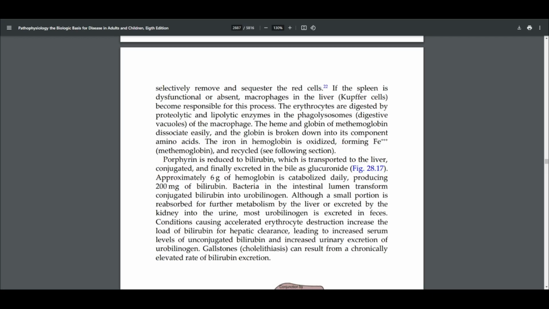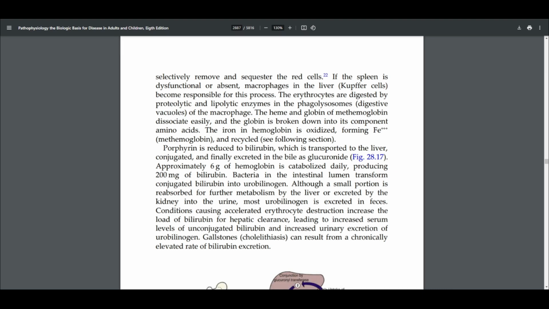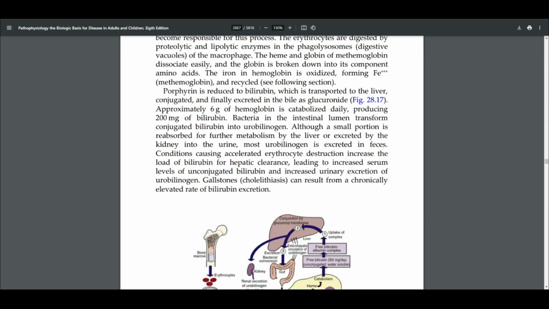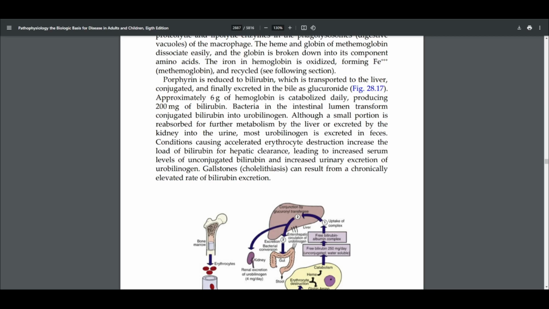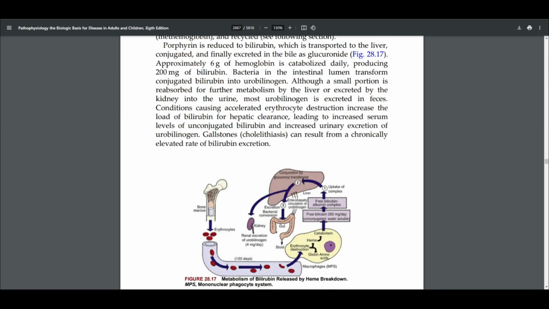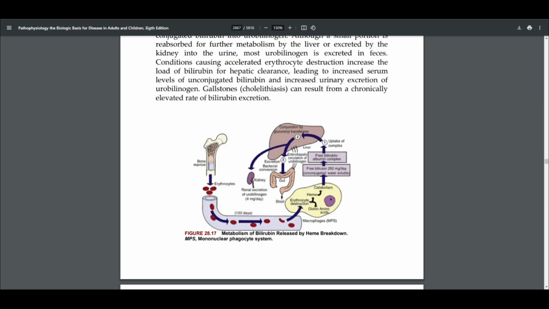Bacteria in the intestinal lumen transform conjugated bilirubin into urobilinogen. Although a small portion is reabsorbed for further metabolism by the liver or excreted by the kidney into the urine, most urobilinogen is excreted in the feces. Conditions causing accelerated erythrocyte destruction increase the load of bilirubin for hepatic clearance, leading to increased serum levels of unconjugated bilirubin and increased urinary excretion of urobilinogen. Gallstones or cholelithiasis can result from a chronically elevated rate of bilirubin excretion. So here you're taking a look at the metabolism of bilirubin released by heme breakdown.